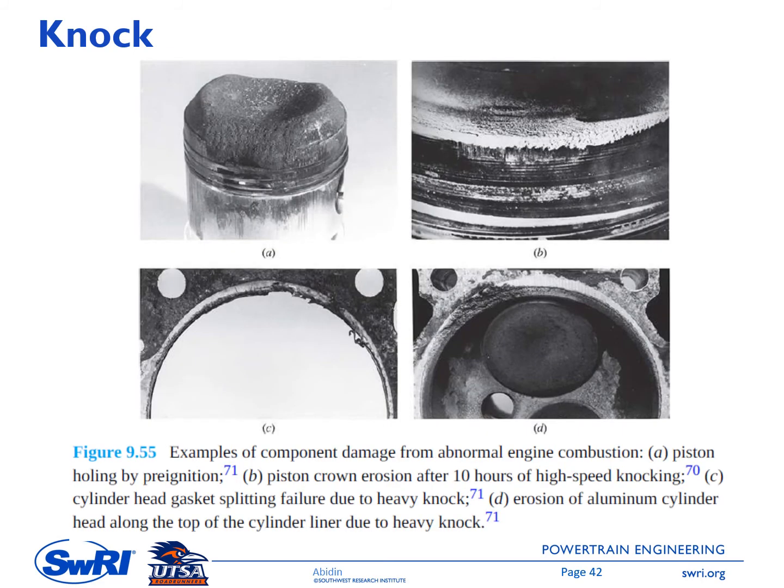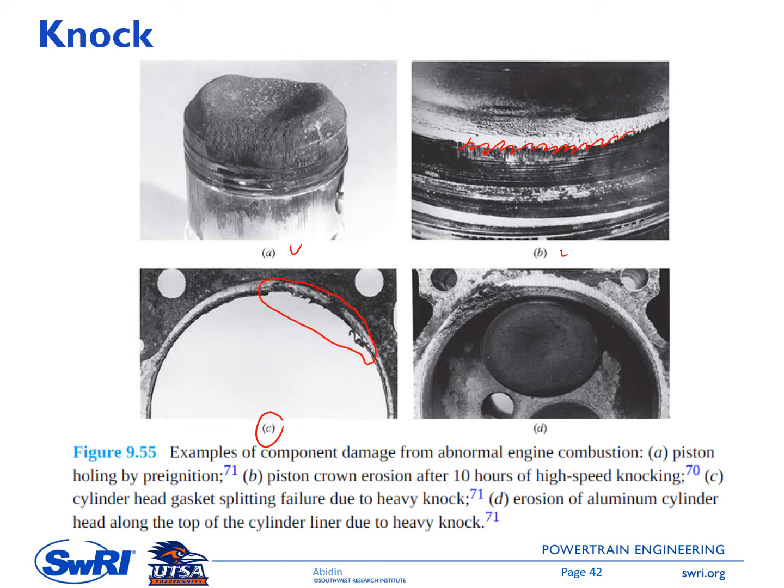This figure is showing examples of component damage from abnormal engine combustion. In figure A, we have damage on the piston. So this is a piston melting by pre-ignition. And then B here, you can see a piston crown erosion, this one. And this is also due to knocking. And then C here is the damage on the cylinder head gaskets. And this is a splitting failure due to heavy knocking.